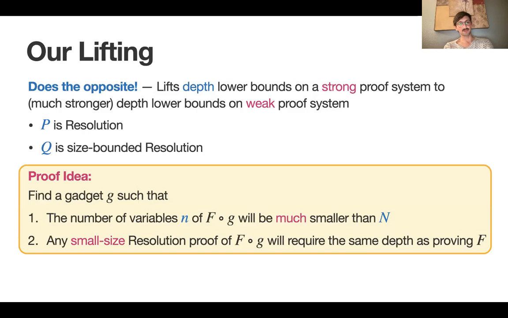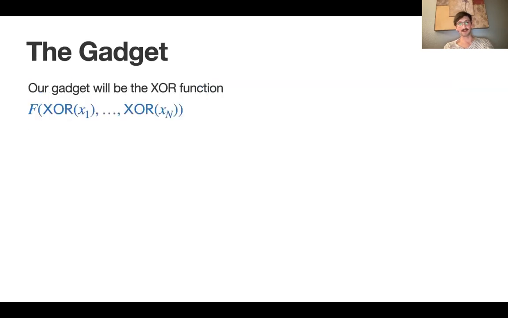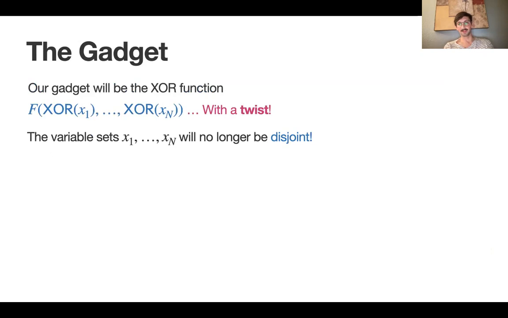In order to do this, we need to define what our gadget is. Our gadget is just going to be the XOR function, but with a bit of a twist. The twist is that the variables that each XOR depends on, so you should think of xi as being a vector of variables, the sets of variables x1 to x capital N will no longer be disjoint. This is unlike the width to size lifting theorem I showed you a minute ago.